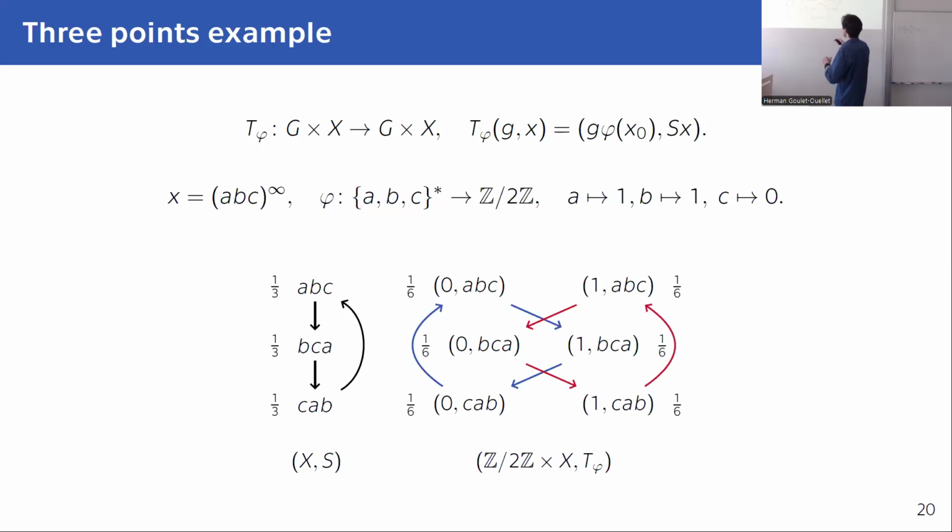But in practice, skew products can get way more complicated than this. And in particular, they can get very complicated when the support of the measure is infinite. They're hard to depict or understand. Okay?